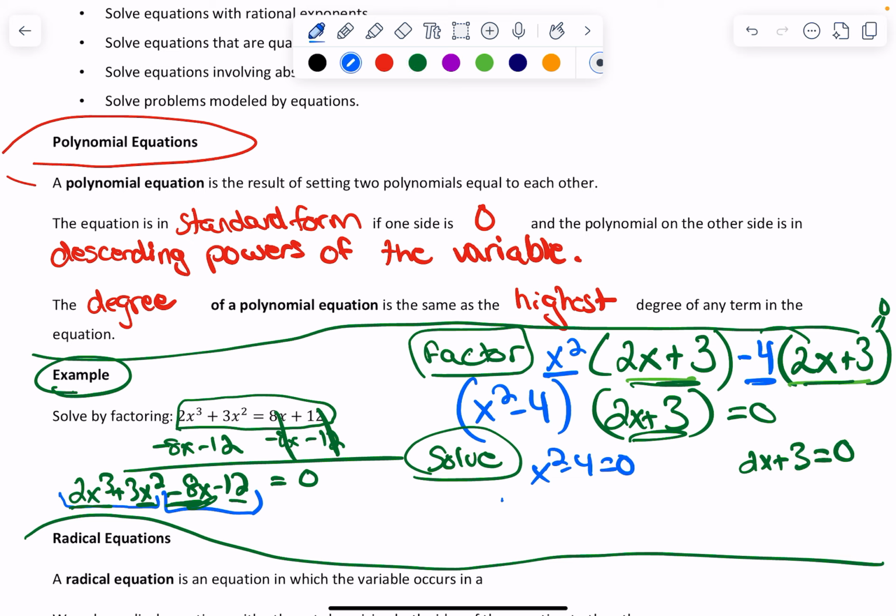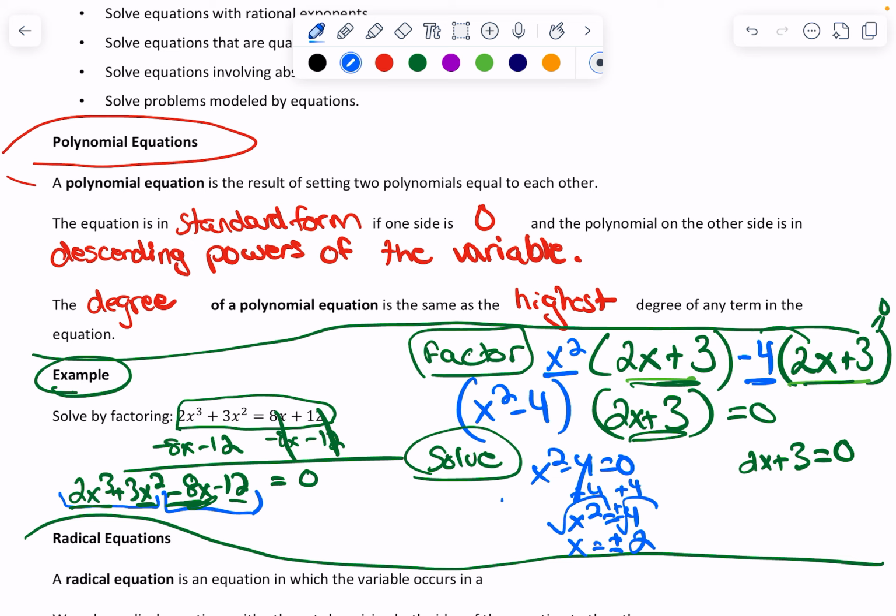So we are adding 4 to both sides. These cancel out. We get x squared equals 4. Well, that is a squared, so we can go ahead and take a square root, plus and minus. So we get x equals positive and negative 2.